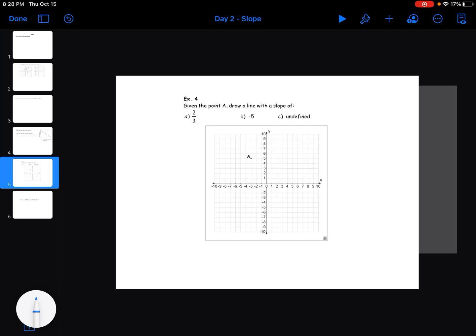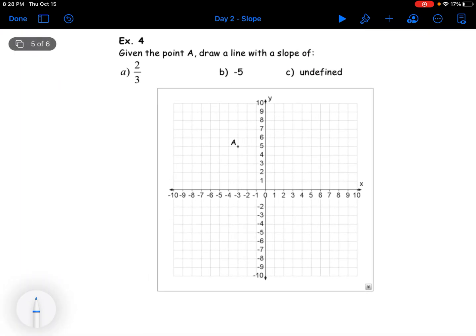Okay, so now we've got a new one. Given the point A, so our point A is negative 3 and 5. Draw a line that has a slope of 2 over 3. Well, to do that, all I have to do is start at A, go up 2 over 3, up 2 over 3 again. And I'm done. Okay, I could draw that line.